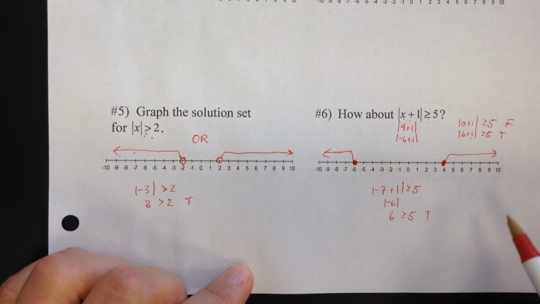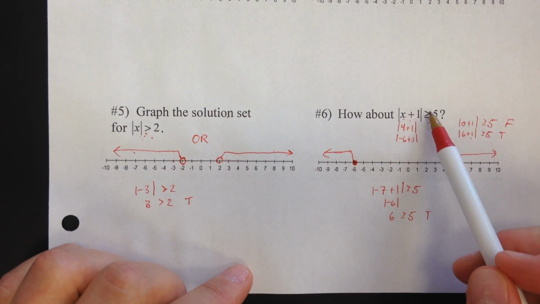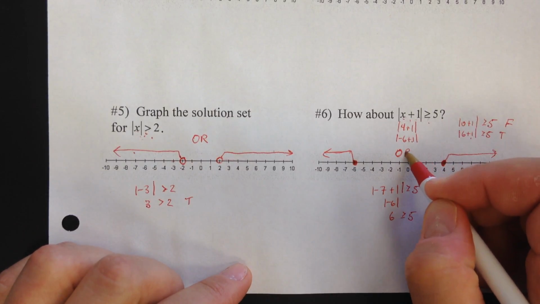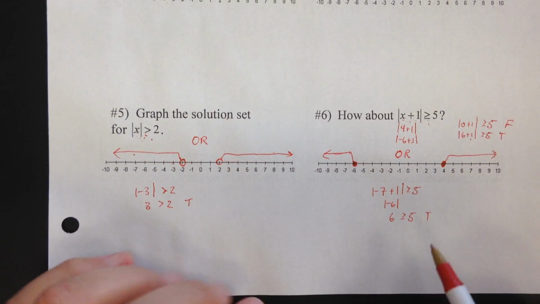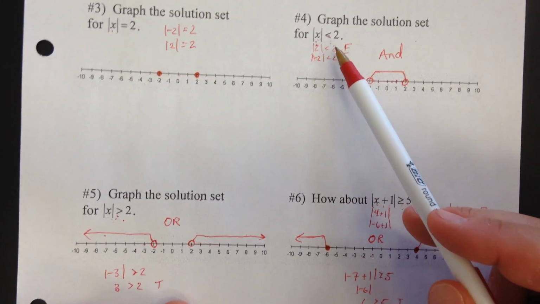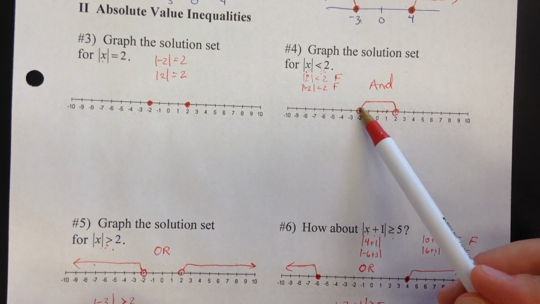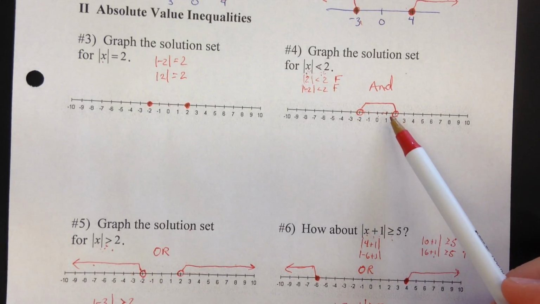So here's the idea. If the absolute value is greater than or equal to a number, that's an OR problem. If the absolute value is less than a number, that's going to be an AND problem because you're going to be looking between those two values. Okay, so let's go ahead and flip it over here.